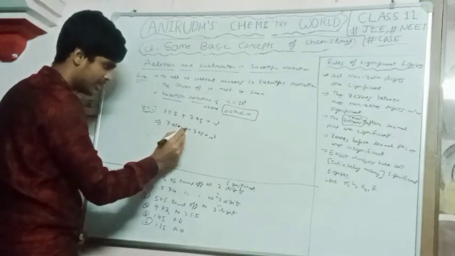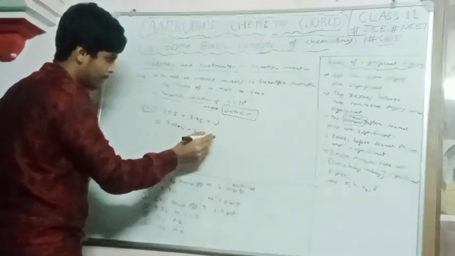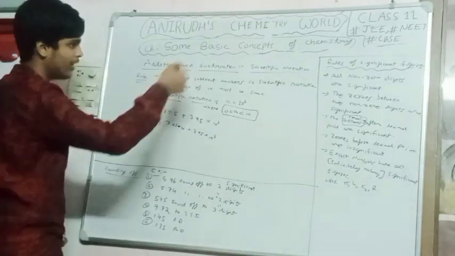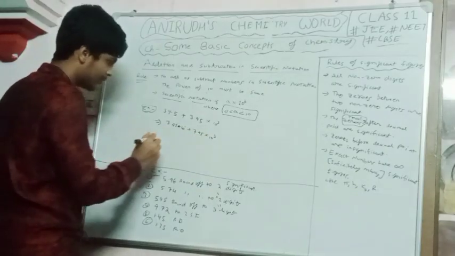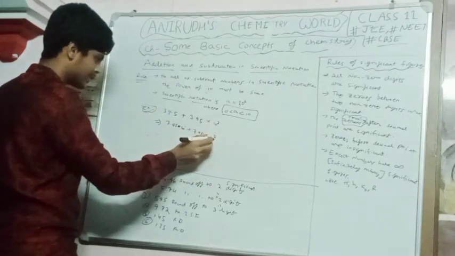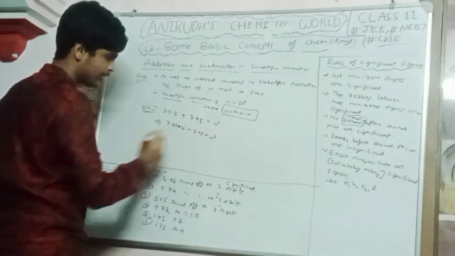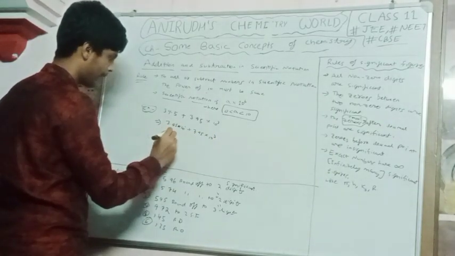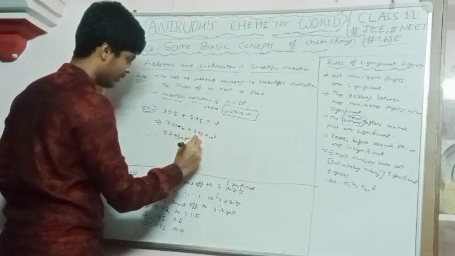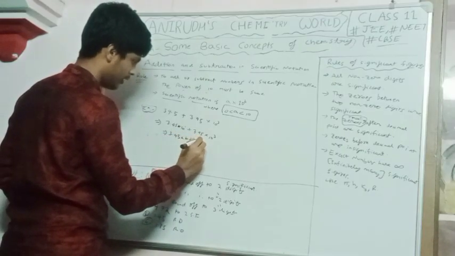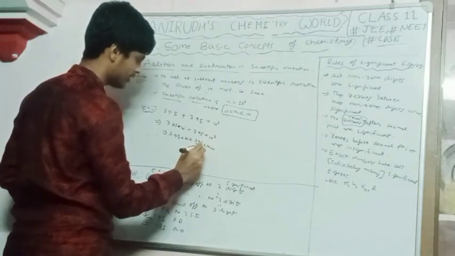Either you need to convert this 10 power 1 into 10 power 3, or this 10 power 3 into 10 power 1. But according to the rules of scientific notation, better we'll do one thing. We'll express this into 10 to the power of 1 format. Okay, 3.95 into 10 plus 395 by 100 into 1000. 10 power 3 is nothing but 1000.